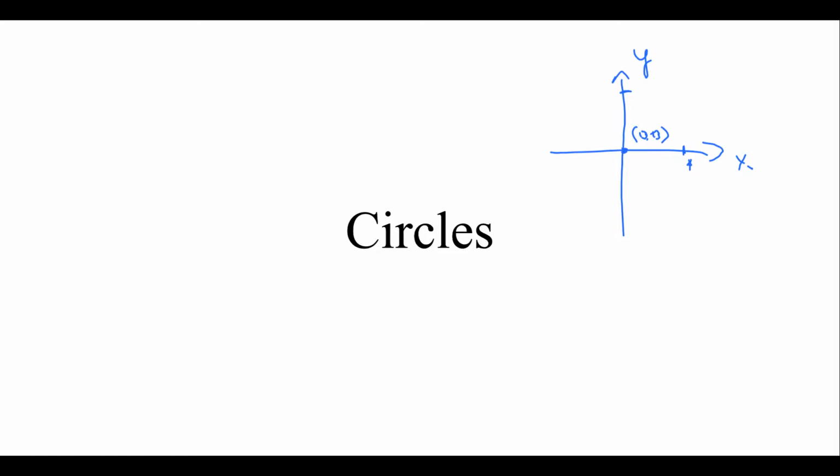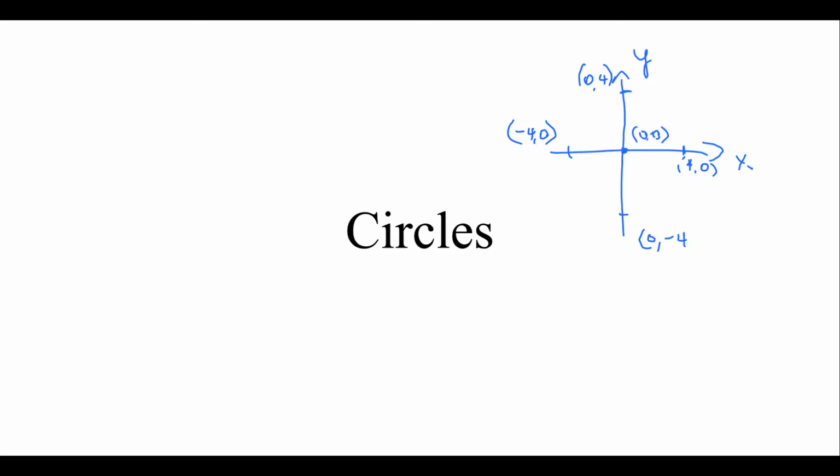So let me go ahead and actually write that. So 4, 0. If I'm counting 4 up, that's going to be 0, 4. If I'm counting 4 units to the left, that's going to be negative 4, 0. And then 4 units down, that's going to be 0, negative 4.